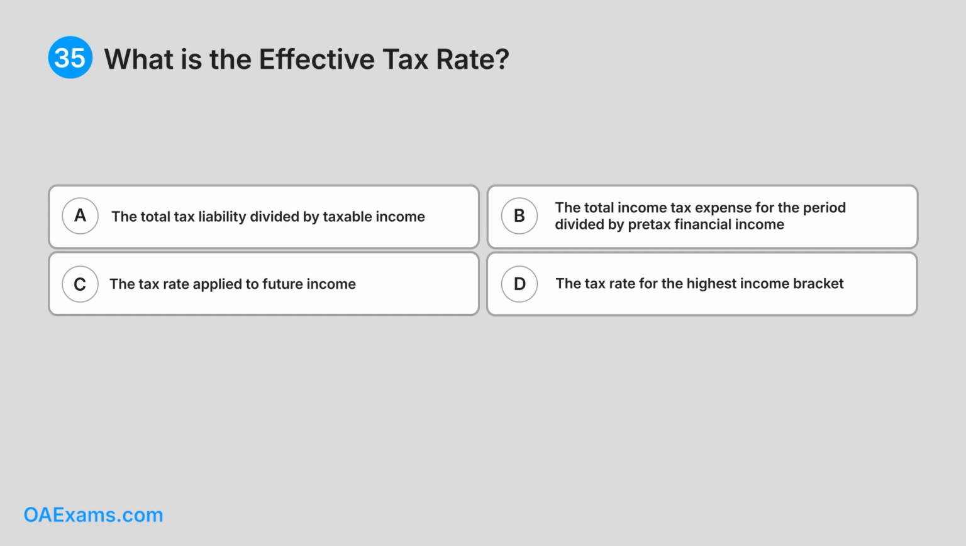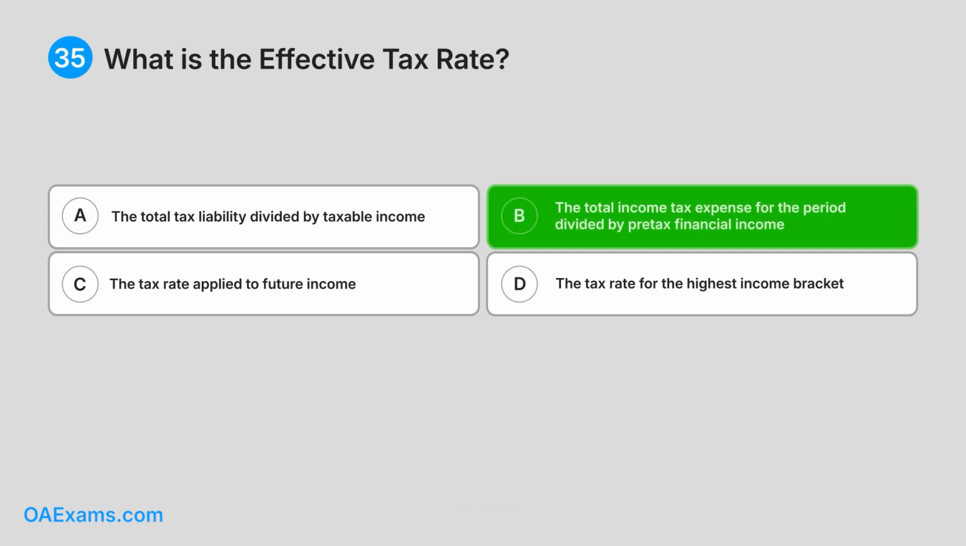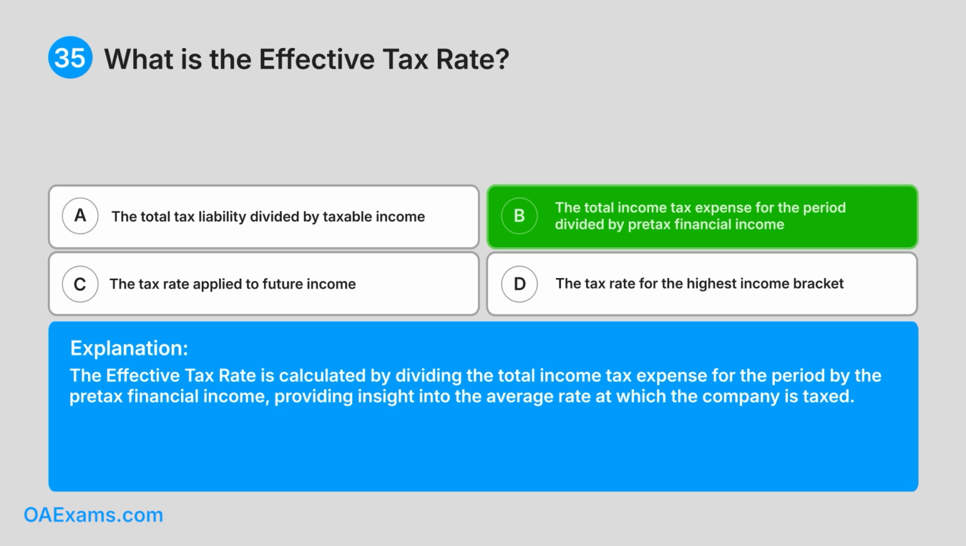Correct answer. B. The total income tax expense for the period divided by pre-tax financial income. Explanation. The effective tax rate is calculated by dividing the total income tax expense for the period by the pre-tax financial income, providing insight into the average rate at which the company is taxed.